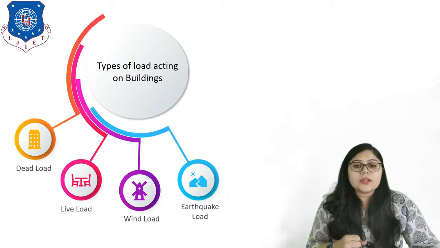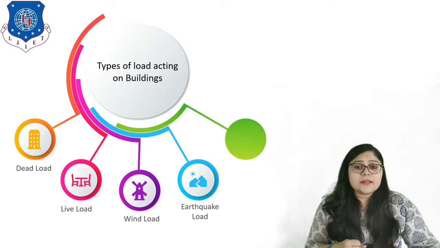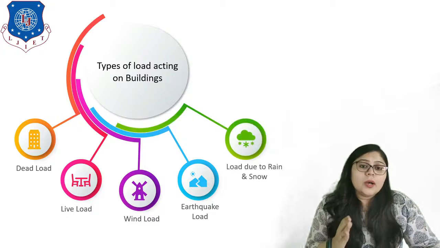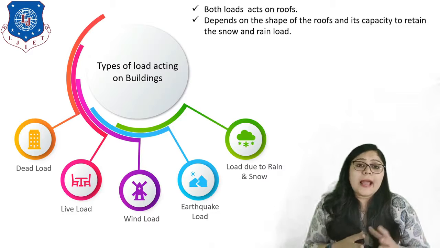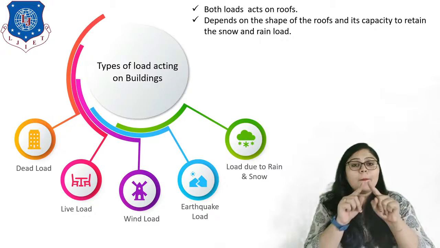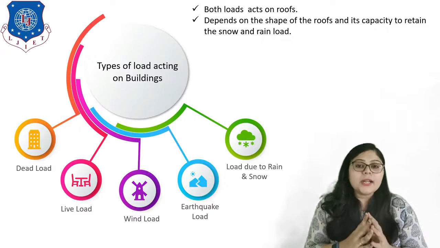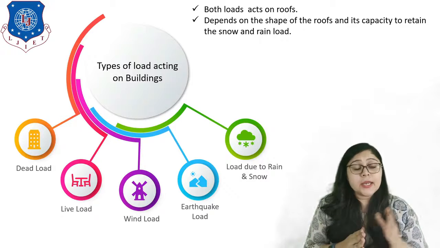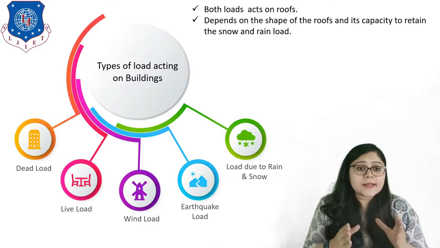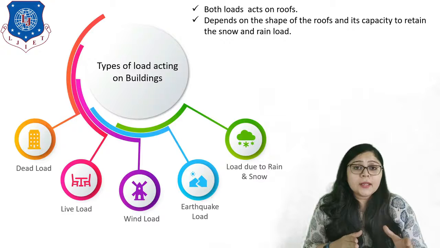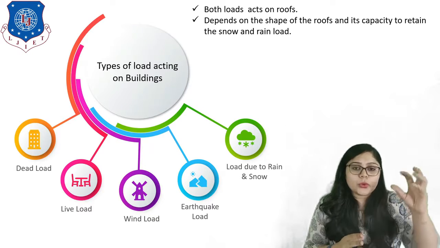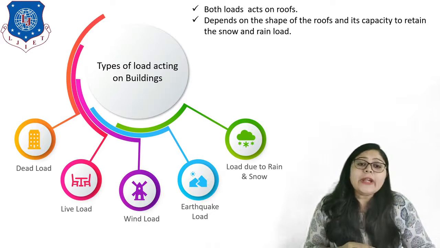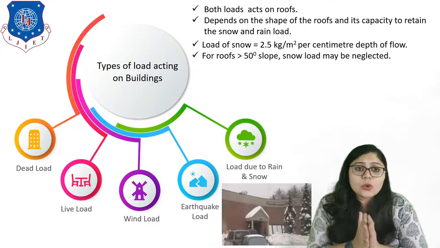Now moving further, the next is the loads due to rain and snow. These both loads act on the roof, right? The uppermost area of any building. Depending on the shape of the roofs and their capacity to retain the snow and rain load, we should calculate the total load. So if I talk about snow load generally.